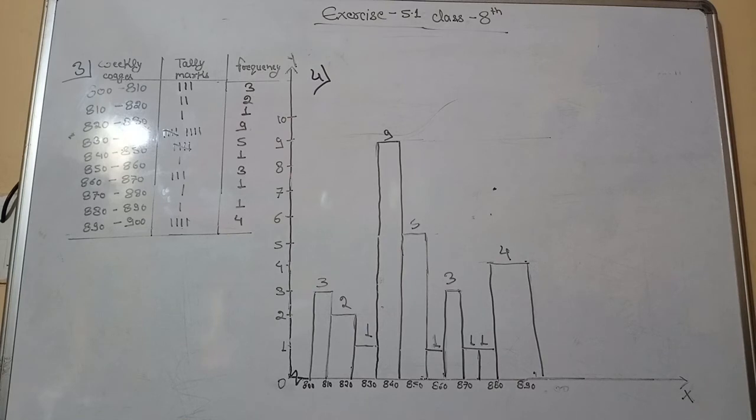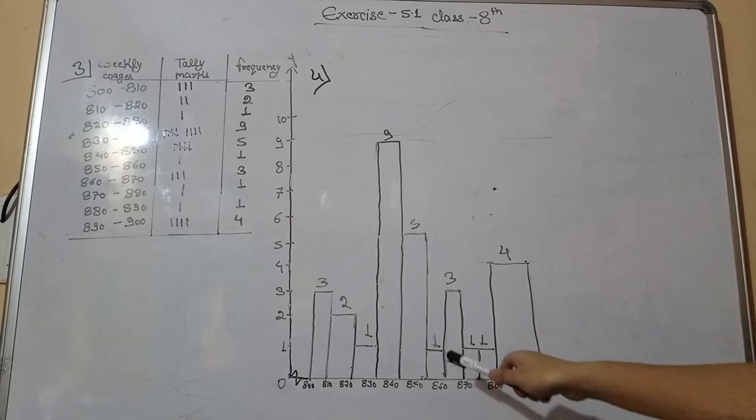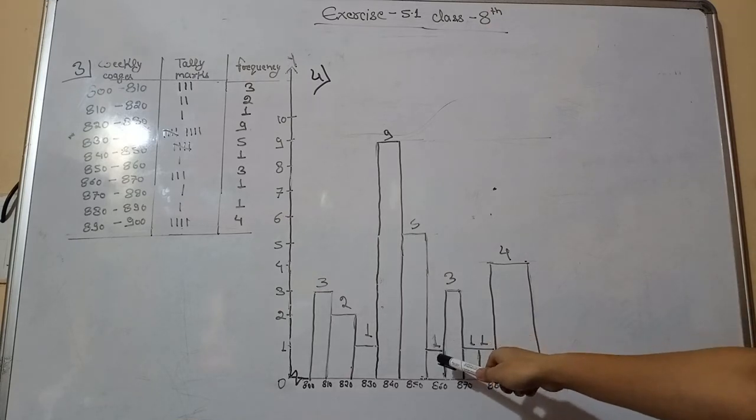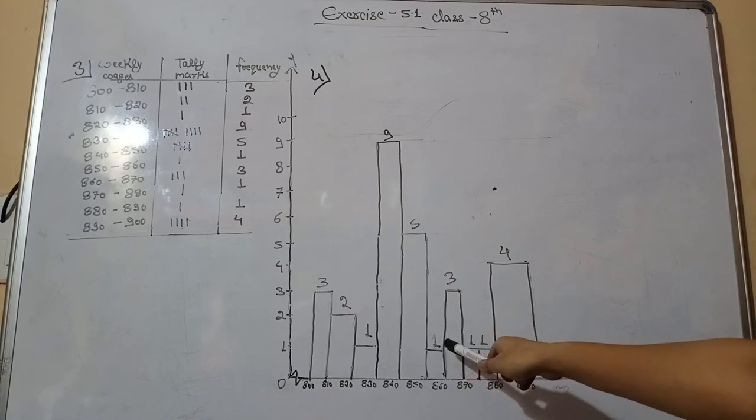Now in the question one more thing is given. What is the maximum frequency? Here we can see this is the maximum frequency, which is 9. Now the next question: workers who earn 850 and more, how many workers are there? 850 is how much? Here you can see 850 is 1. So the number of workers who earn 850 rupees is 1.